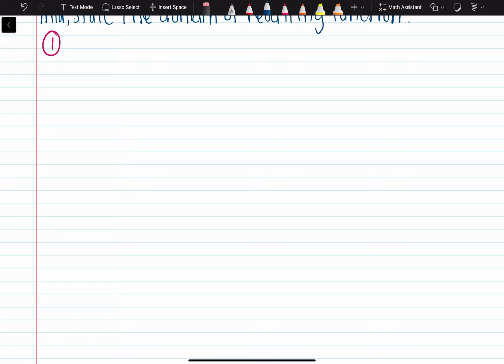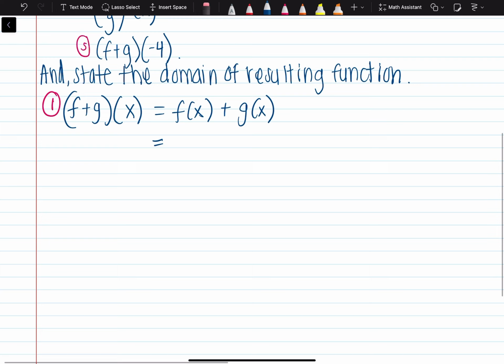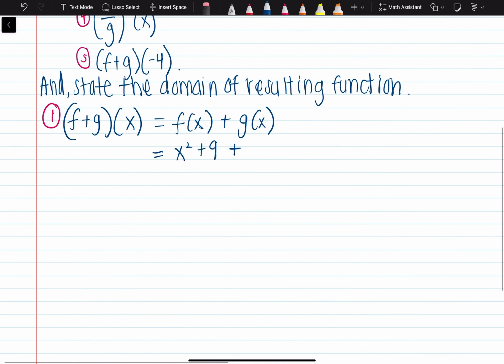So, for f plus g of x, you need to understand that this notation is equivalent to f of x plus g of x. So it's asking you to take the function f and add it with the function g. Now, f of x we know is defined to be x squared plus 9. And then we're going to add that with g of x, which is 3x plus 5.